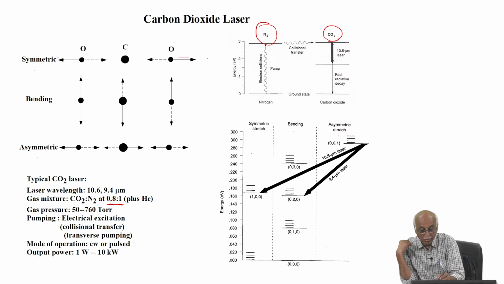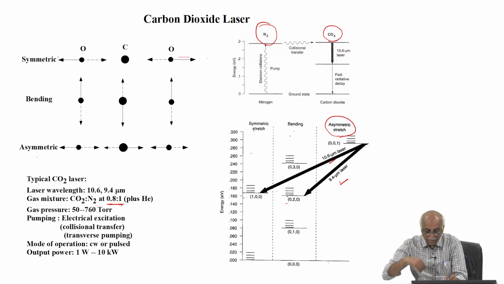However, a particular energy gap, the asymmetric stretch, matching with the bending and symmetric stretches, will result in population inversion and provide output wavelengths corresponding to 9.4 micrometer and 10.6 micrometer. Over and above this, the band gaps have multiple vibrational bands within them.